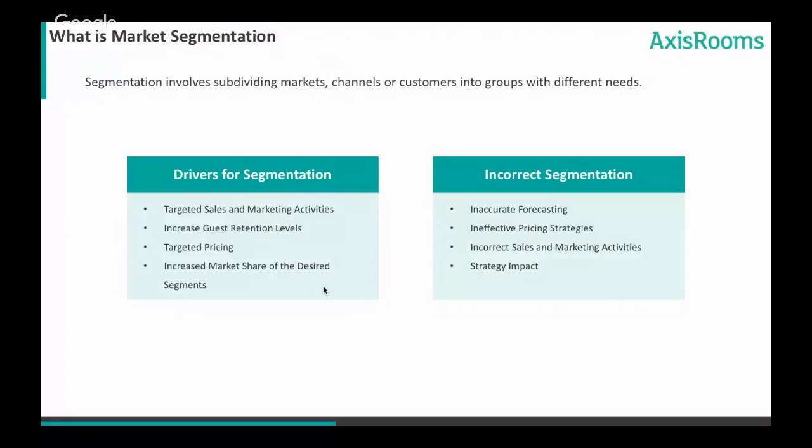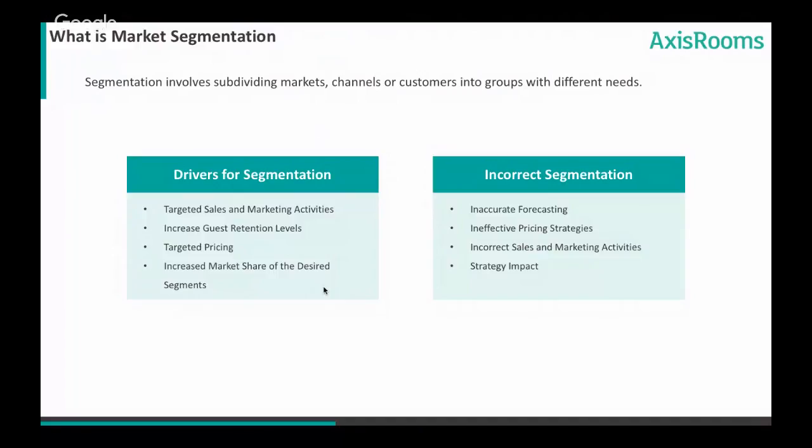It also helps with increasing guest retention levels, because once you understand what your customers actually want, you can make sure that your operational delivery is in line with what your customer expectations are, and this then allows you to bring back more customers. Targeted pricing. As each segment responds differently to price propositions, so price sensitivity is different, accurate segmentation will assist in the pricing process, minimizing the risk of over and under pricing through dilution or cannibalization.